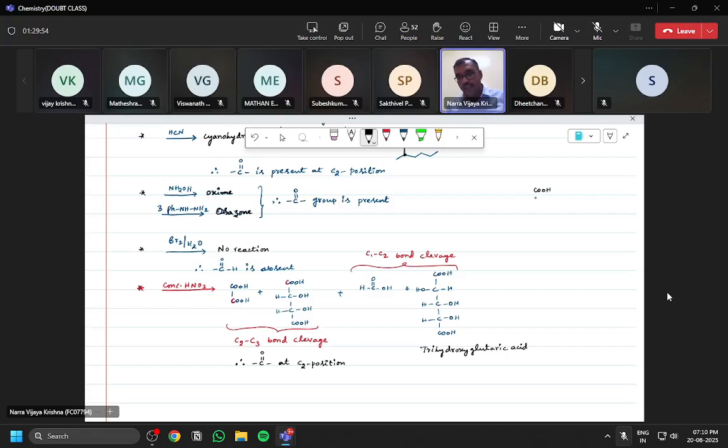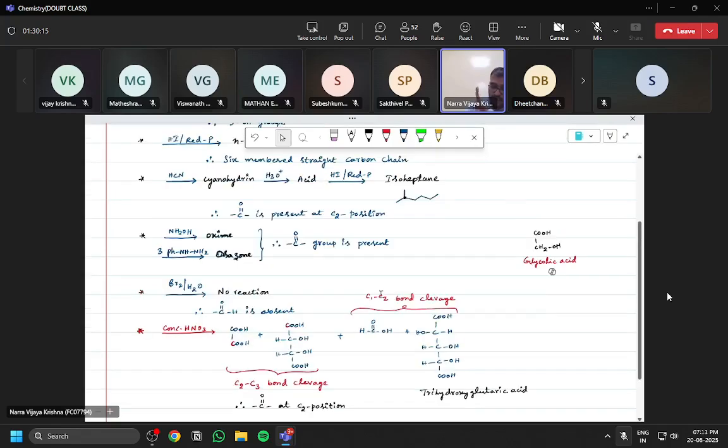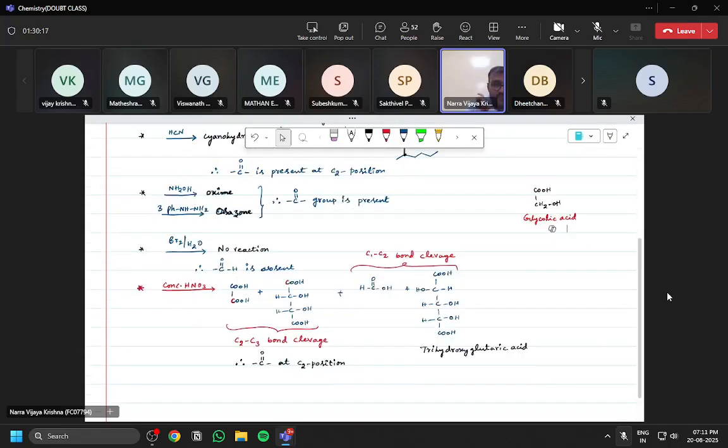If we have one carboxylic acid and one CH2OH, we call it glycolic acid. Glycolic acid is what they advertise for beauty, to remove tanning, the dark skin layer over the surface. Any questions on this?